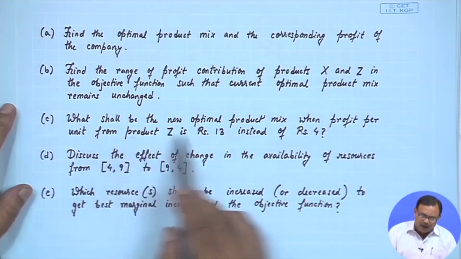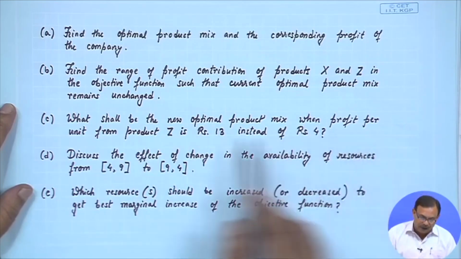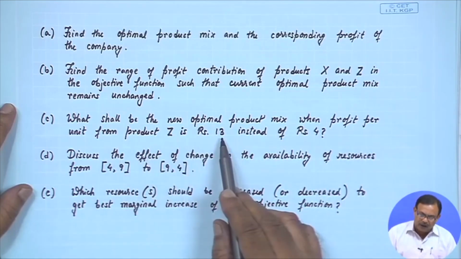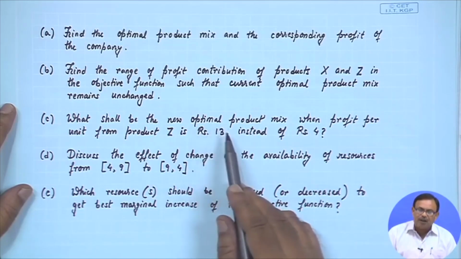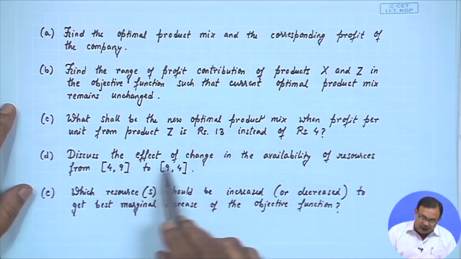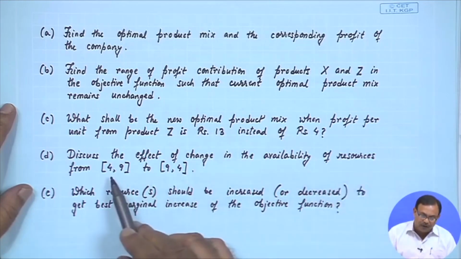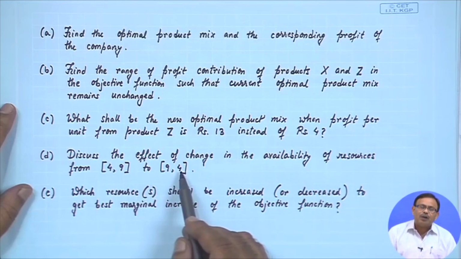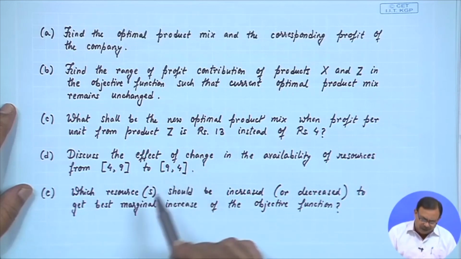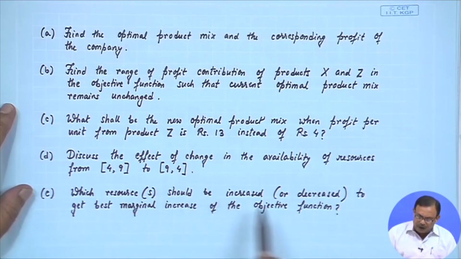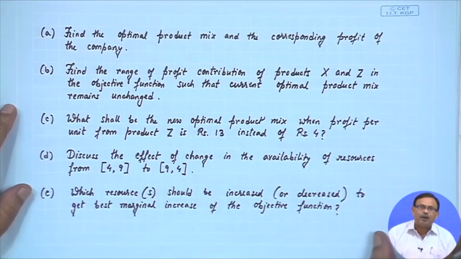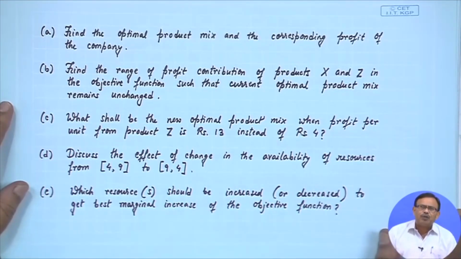Then number C, what shall be the new optimal product mix when the profit per unit for the product is rupees 13. That is, whenever I am changing a coefficient. Then discuss the effect of change of availability of resources from 4, 9 to 9, 4. That is, whenever you are changing the matrix B, what happens, and which resources should be increased or decreased to get the best marginal increase of the objective function. Or in other sense, the theory which we have discussed in this lecture and the earlier lecture, how to implement those theories, that we will see in the next class.